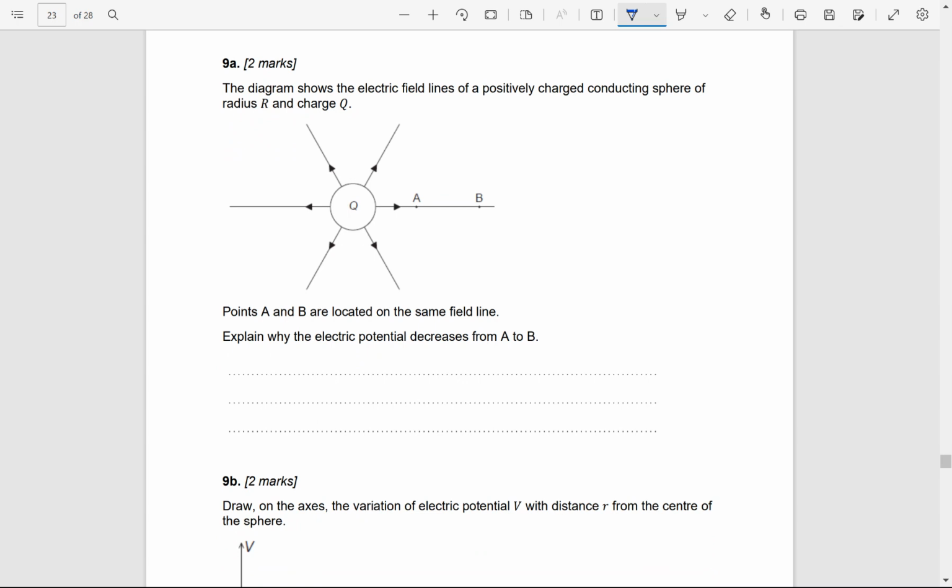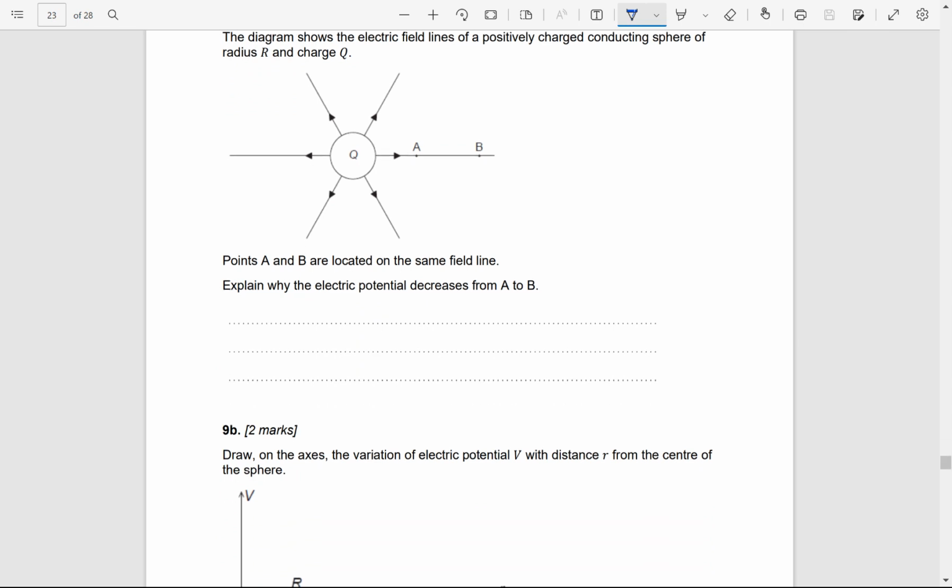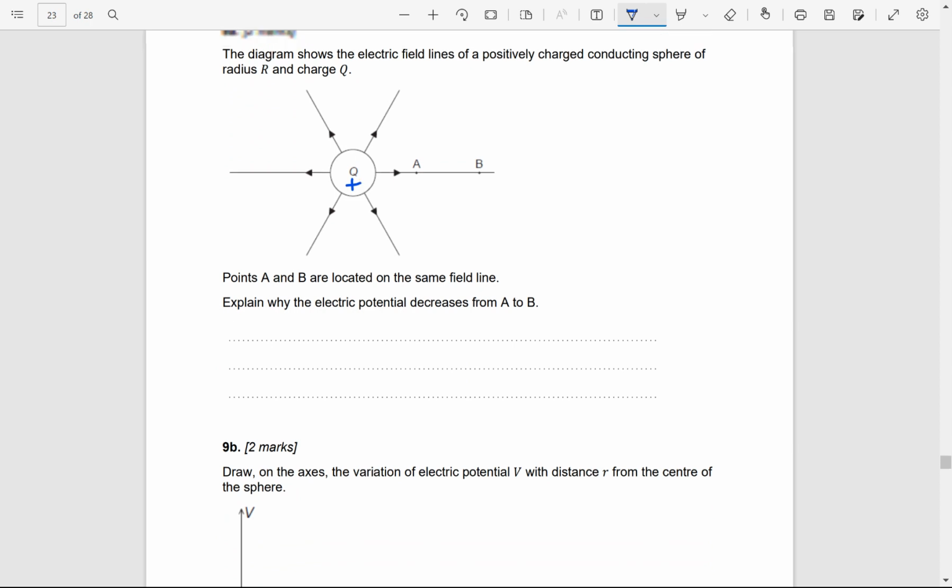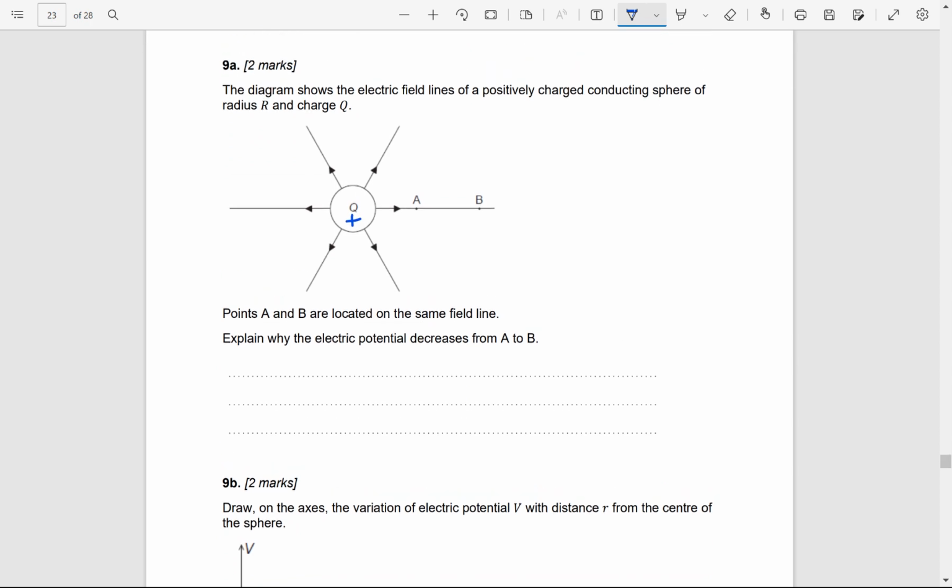(9a), the diagram shows the electric field lines of a positively charged conducting sphere of radius r and charge q. Points A and B are located on the same field line. Explain why the electric potential decreases from A to B. All right, well, we've got a positive conducting sphere here because we can see the field lines go out. They always go from positive to try and find a negative.